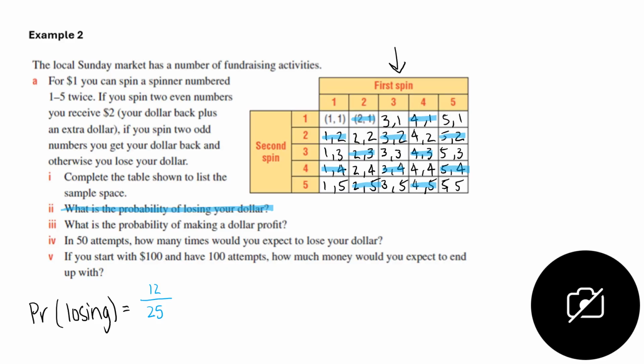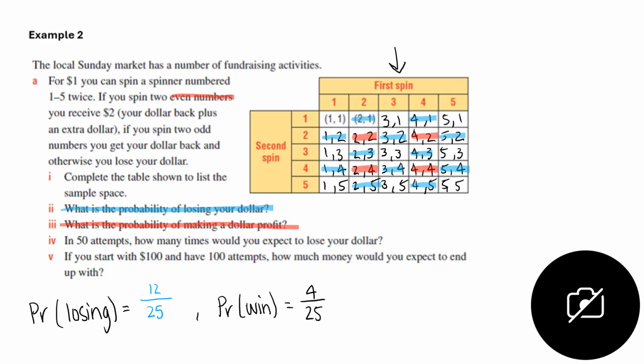Let's have a look at the next part here. What is the probability of making a dollar profit? So that dollar profit was with two even numbers. So let's have a look here. 2, 2, 2, 4, 4, 2, and 4, 4. I can see why they now did this. So the probability of winning is 4 over 25.